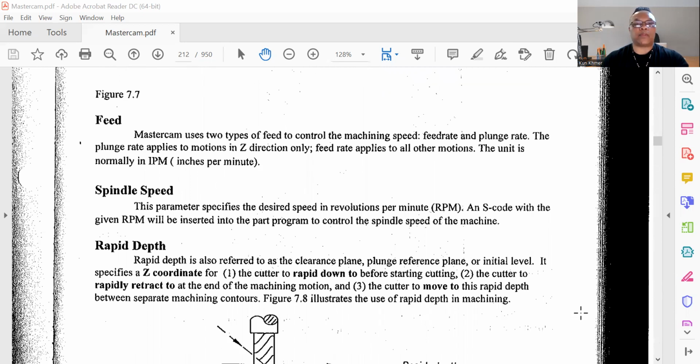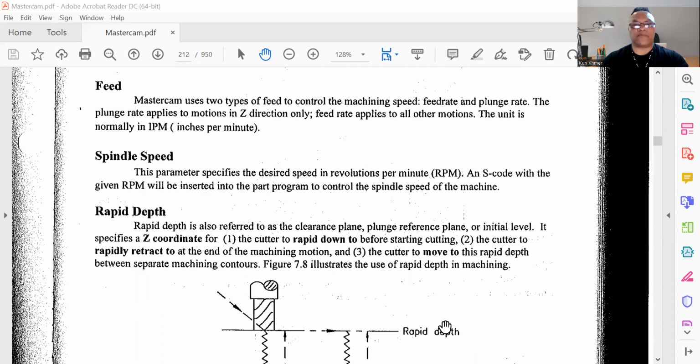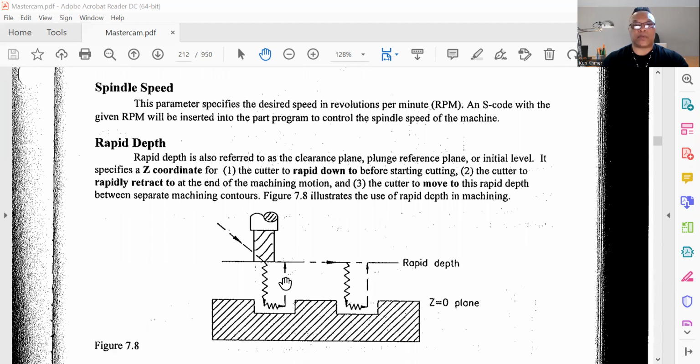Rapid depth. Rapid depth is also referred to as the clearance plane, plunge reference plane, or initial level. It specifies a Z coordinate for: one, the cutter to rapid down to before starting the cutting; two, the cutter to rapidly retract to at the end of the machining motion; and three, the cutter to move to the rapid depth between separate machined contours. As you can see, Figure 7.8 illustrates the use of rapid depth in machining. As you see in the pictures right here, it shows you the rapid depth and the zero plane.